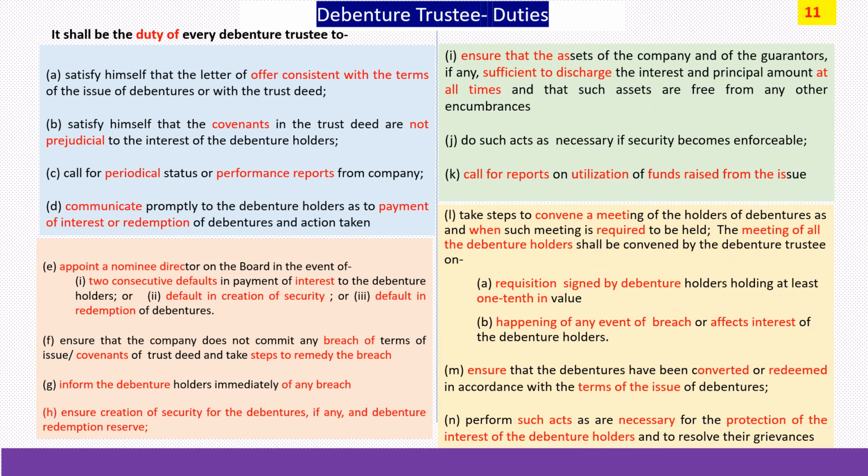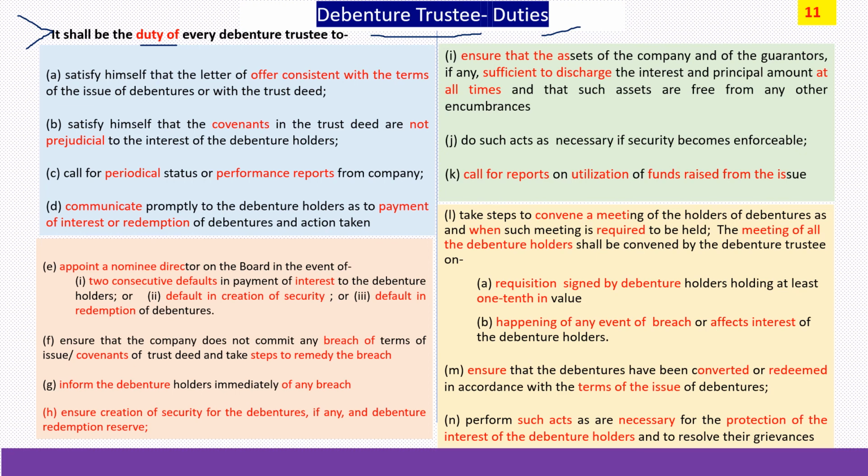As we observe, debenture trustee is in a very important position, and his profile is so rich that he has got a lot of duties to do simply 2 things: to protect the interests of debenture holders, and number 2, to see that their payment, whether it is interest or principal, is made on time. Now the rules list out what are his duties.